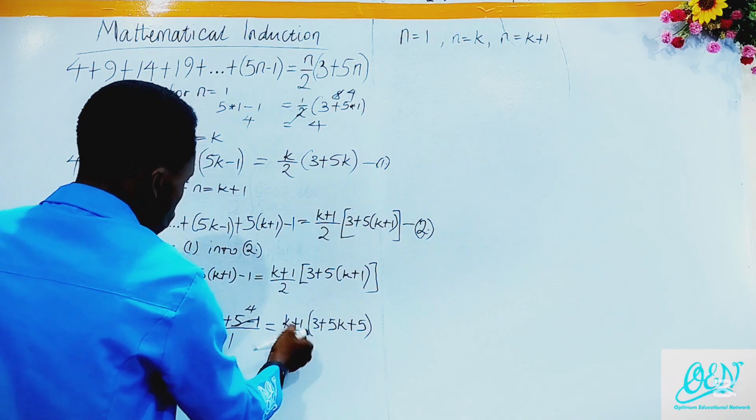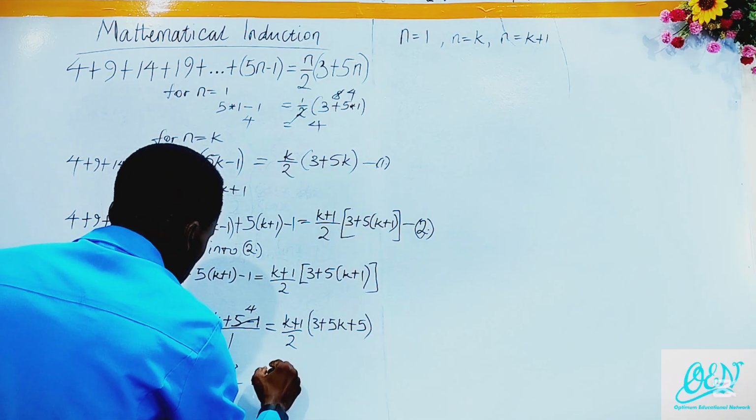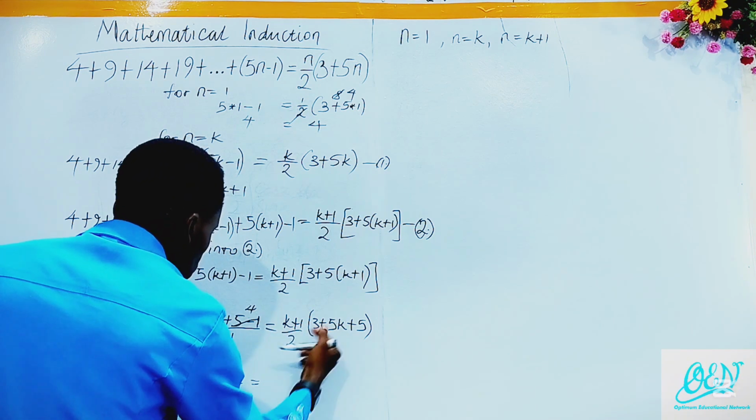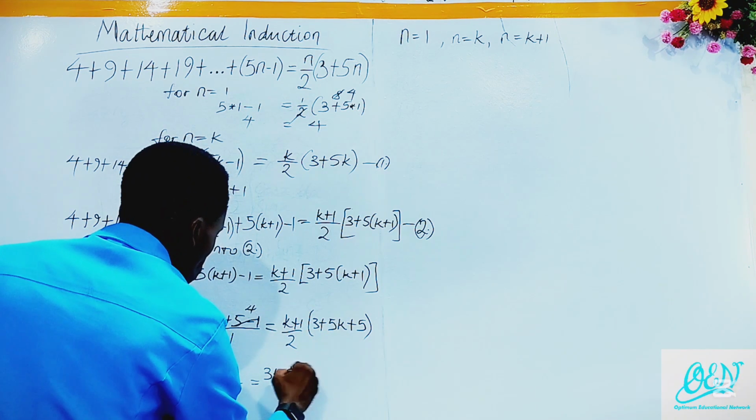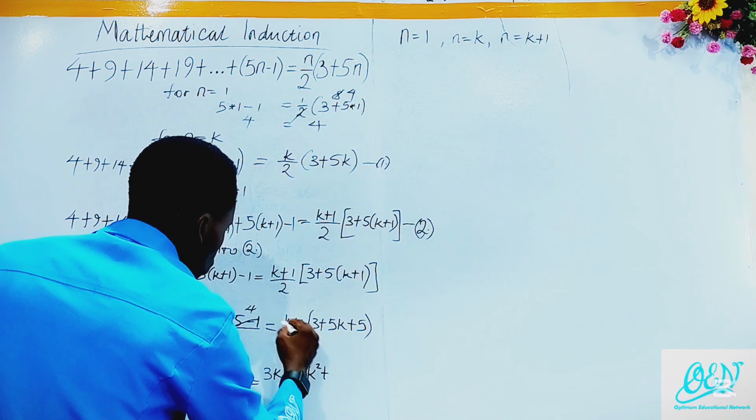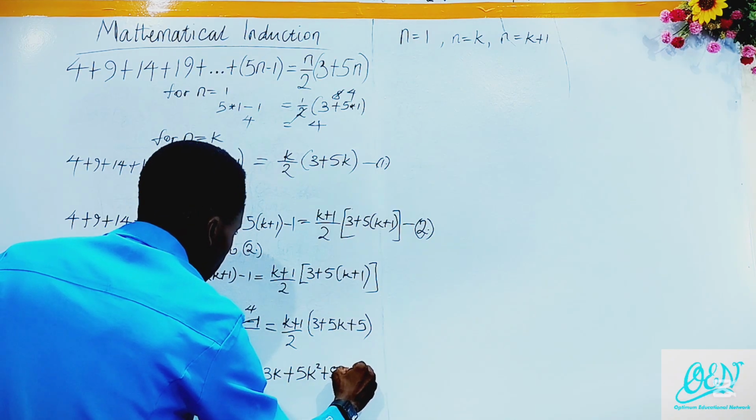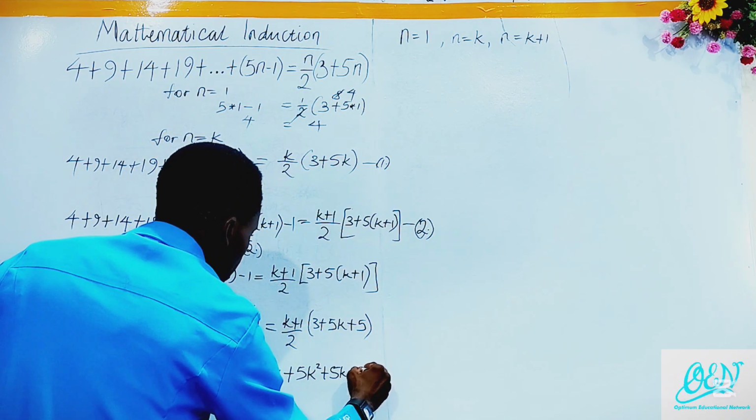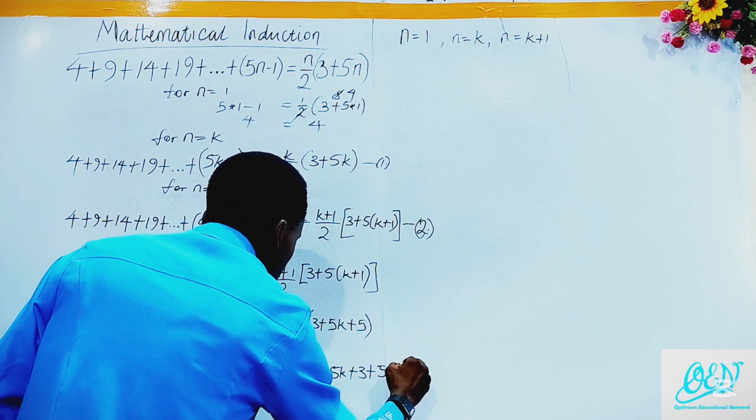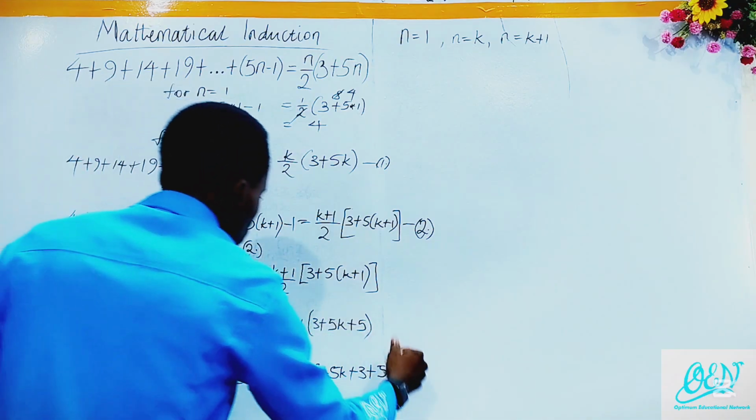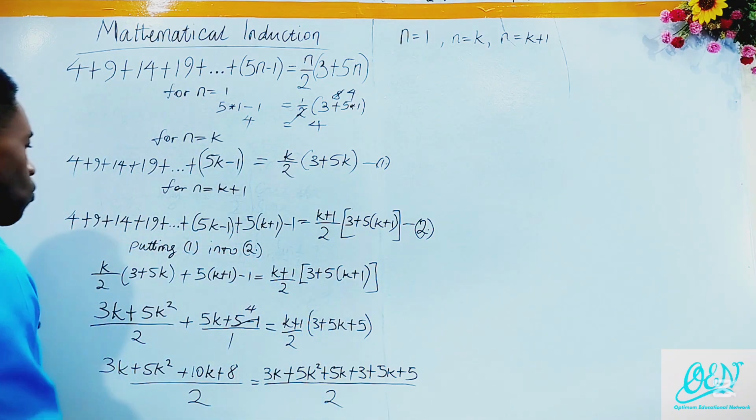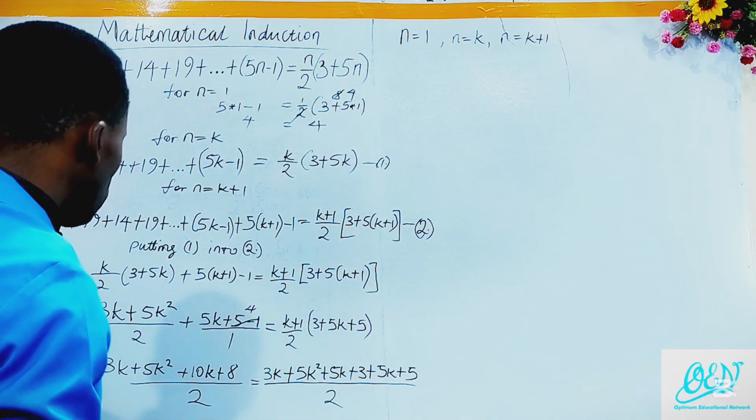Is equal to, we just want to open this bracket by multiplying through with k. We have 3k. k multiplying this is 3k plus k multiplying 5k is 5k squared plus k multiplying 5 is 5k plus 1 multiplying 3 is 3, multiplying 5k is 5k plus 1 multiplying 5 is 5, over 2. Now I'll move all these things over to this place to complete it.